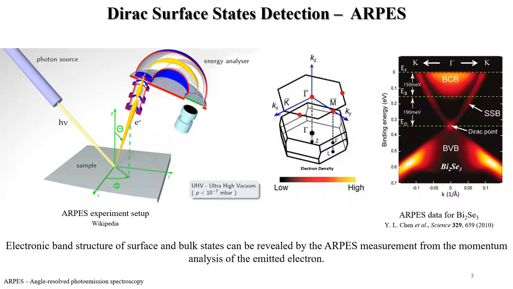Take the example of bismuth selenide. In this ARPES data, you can clearly see the bulk conduction band and the bulk valence band. The upper Dirac cone and the bottom Dirac cone are connected at the Dirac point. Here we can see that zero is usually what we refer to as the Fermi level, the topmost surface of the electron sea.